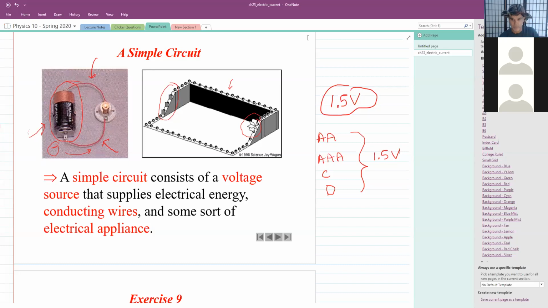Oh, I see. Okay, so what about a rechargeable battery versus not? Like, what makes a rechargeable battery something that can regain that ability versus a battery that just dies? That's a good question. And the best answer for that is I don't know.